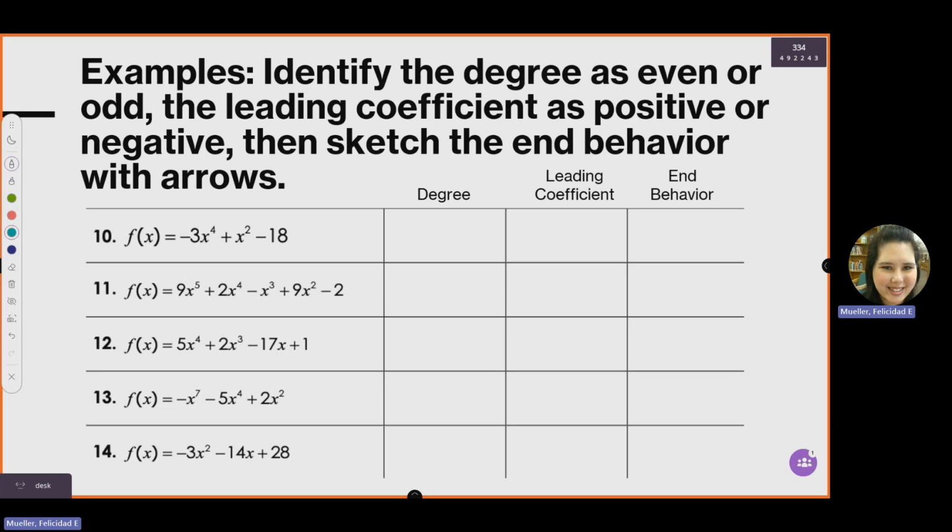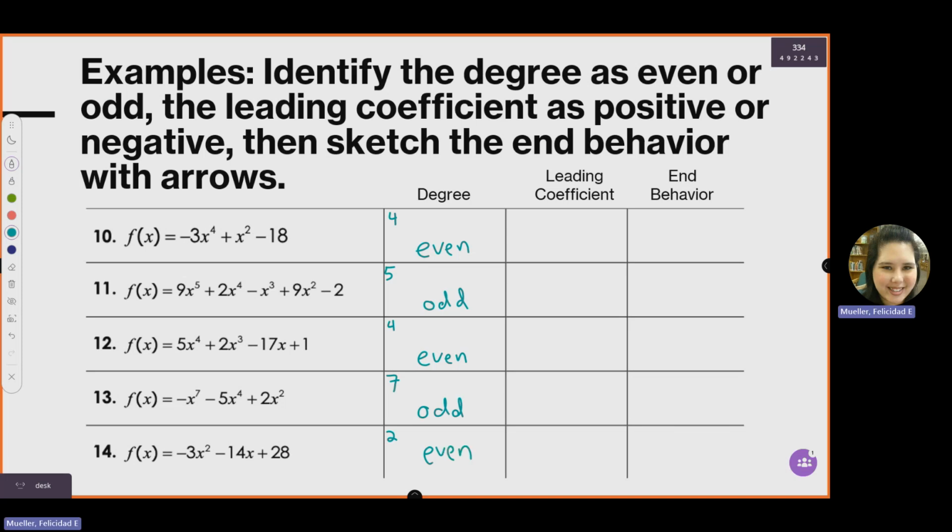All right, looking here at number 10, my degree is 4. I'm just actually going to do the degree for all of them. Degree for 11 is 5. And then we have 4, 7, and 2. So these are my degrees. So this would be even, odd, even, odd, even.